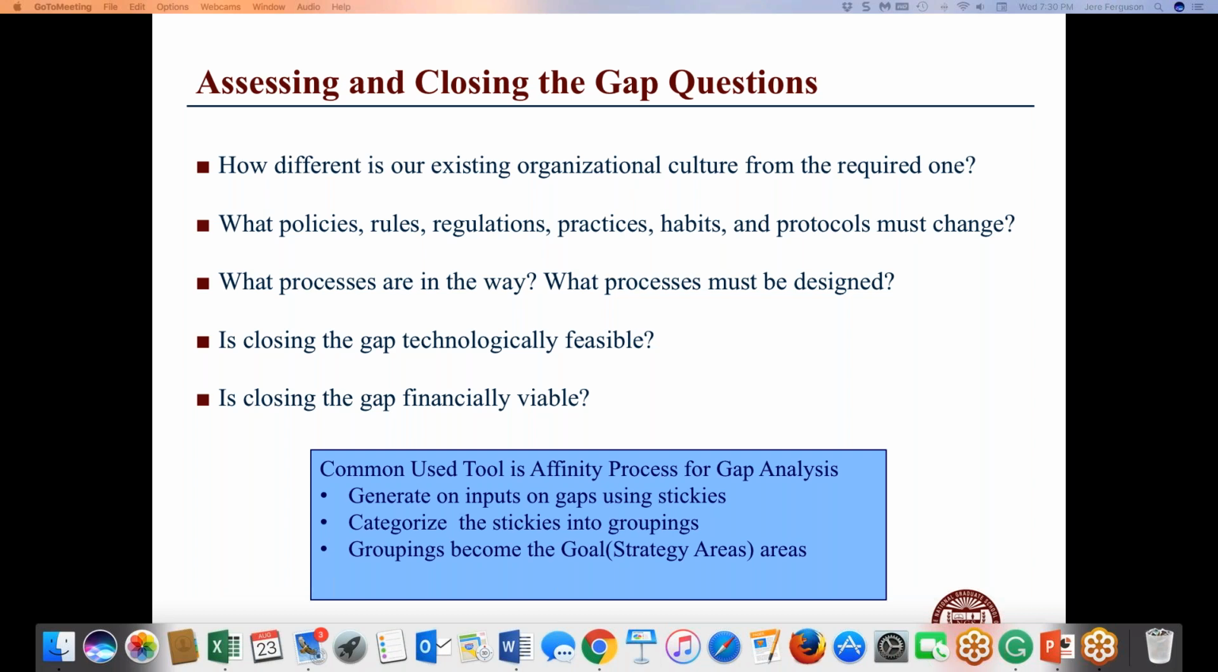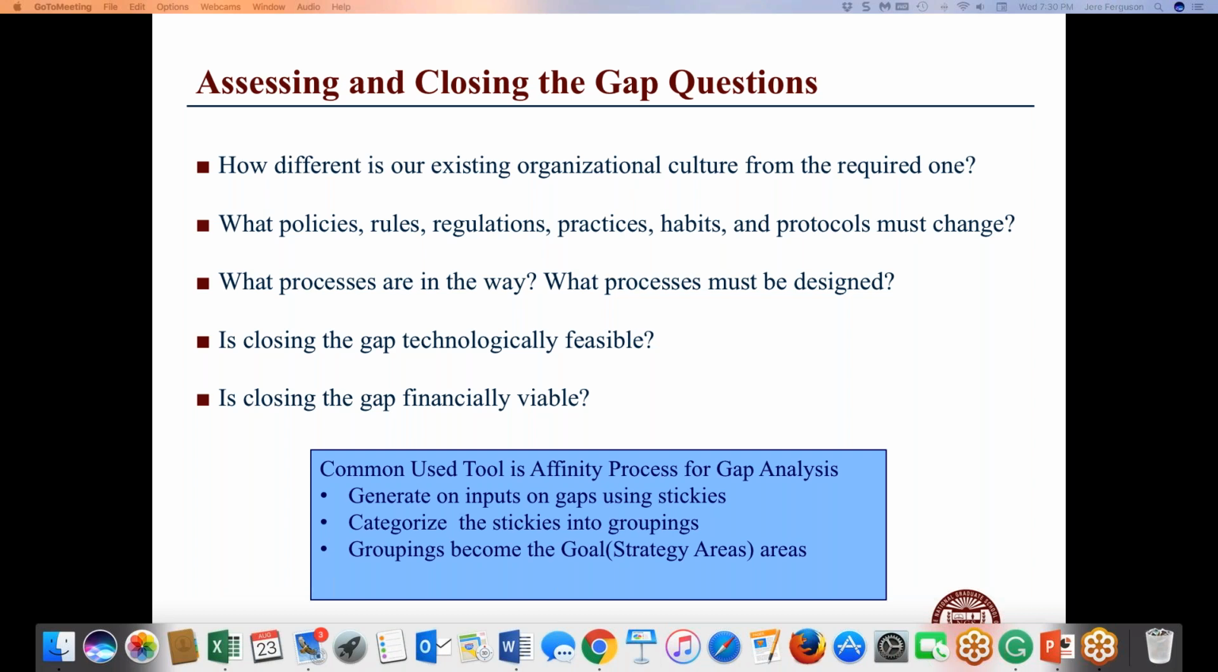Commonly, the kind of tool we use for this type of questioning and gap analysis is the affinity process. We generate the input on the gaps using the sticker system we've talked about before with brainstorming, grouping the stickers into groups again, and then grouping those groups of categories into the goals or the strategy areas that they drive.